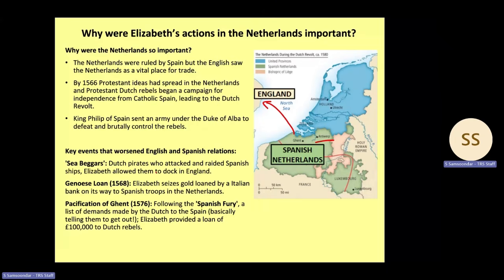This time, Philip sends an army under the Duke of Parma to seize back control of the Netherlands. In support of the Dutch during this time, Elizabeth provides a loan of £100,000 to the Dutch rebels. So again, an example of how she won't get involved directly, but she'll provide some sneaky support to the Dutch to keep them going. This background is important in explaining again why Elizabeth is treading very carefully in terms of how she's dealing with Catholics. And the Dutch revolt, as you know, is going to come back later on. But this is essentially the situation for about 20 years.